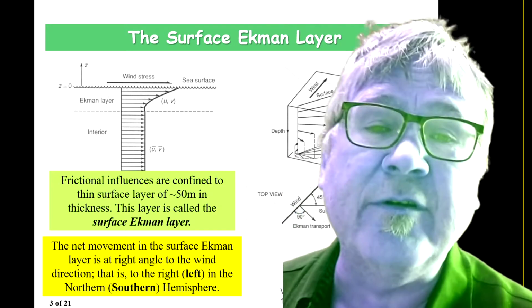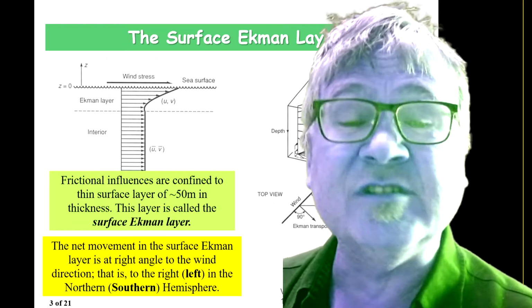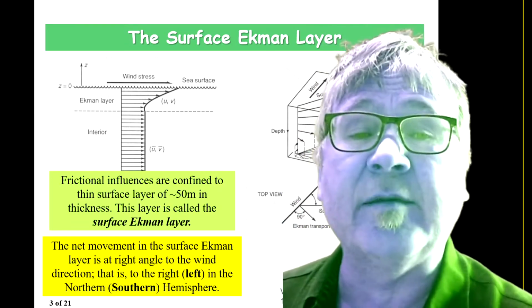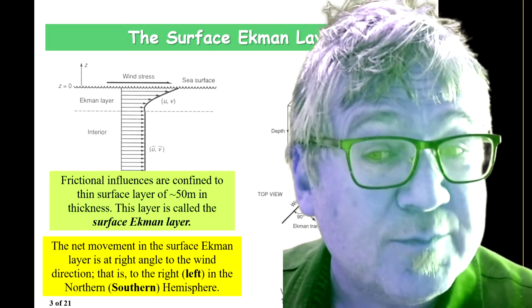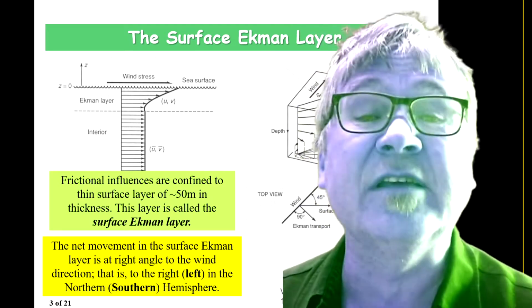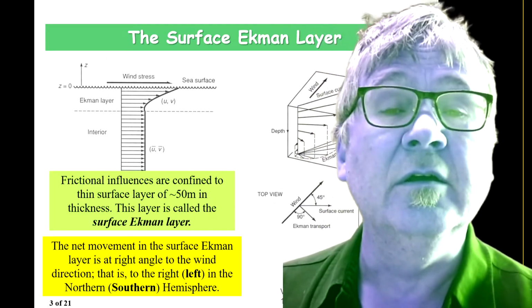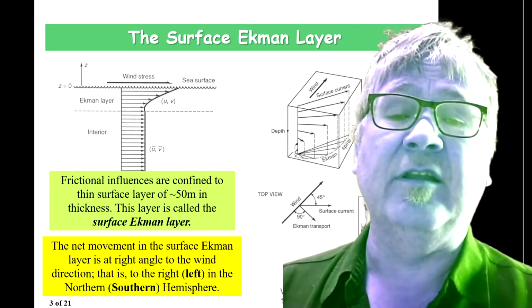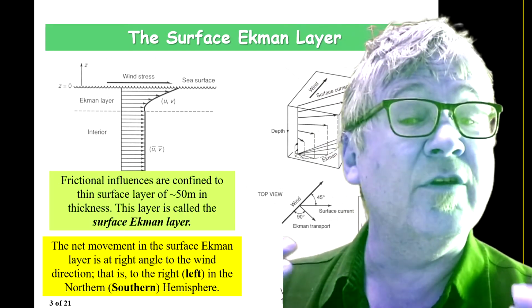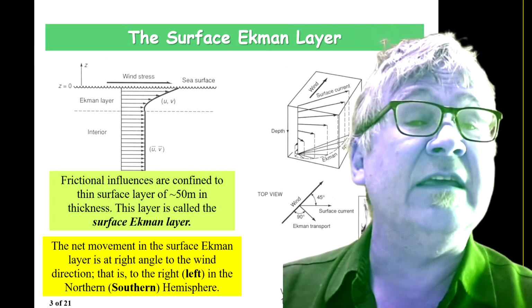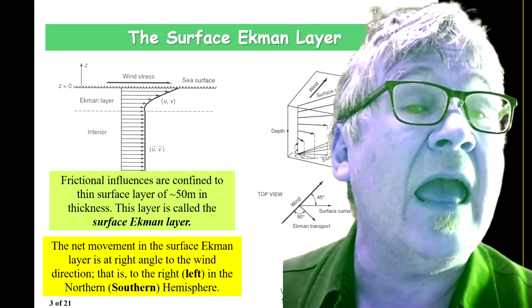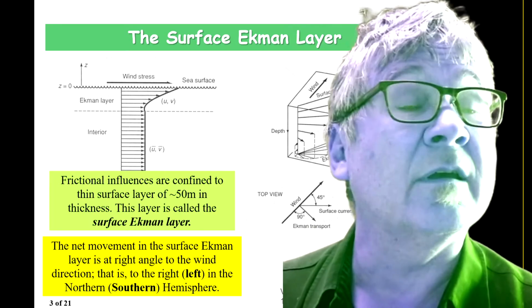Let's talk about the wind-driven coastal upwelling process, and it all starts with the surface Ekman layer. If you have a wind stress, winds blowing over the ocean on timescales of several days and longer, a surface Ekman layer develops. This layer develops under the influence of friction and the Coriolis force.